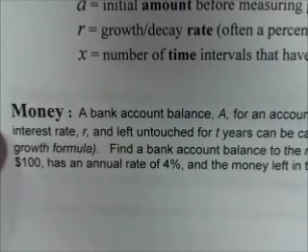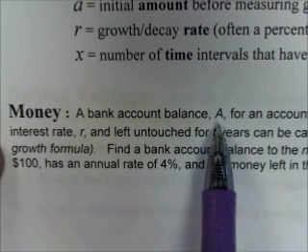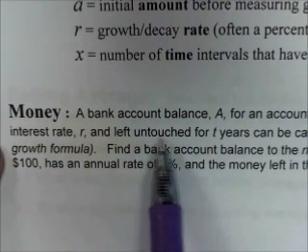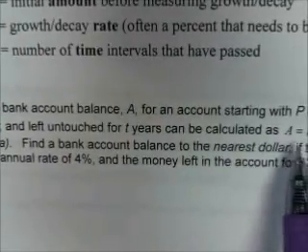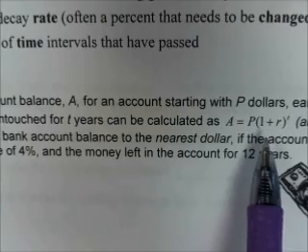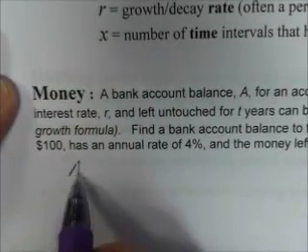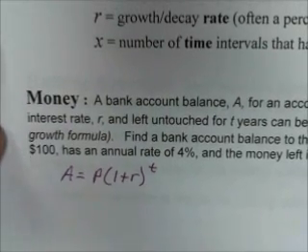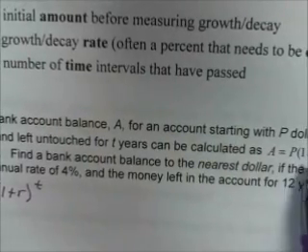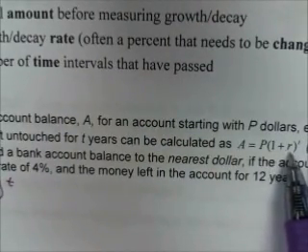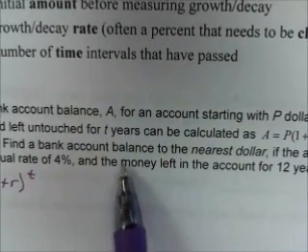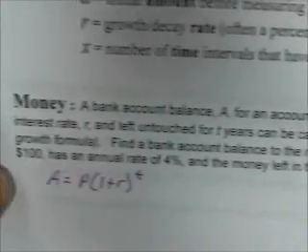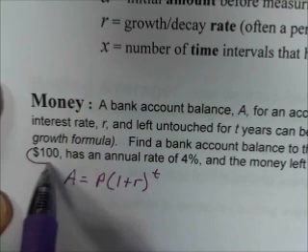In the first example, we have a bank account balance, capital A, for an account starting with P dollars, earning an annual interest rate r, and left untouched for t years can be calculated as A equals P times 1 plus r to the t. Let me just copy that formula. A equals P times 1 plus r to the t. This is an exponential growth formula because in parentheses we have 1 plus r. Find a bank account balance to the nearest dollar. Let's just underline that. If the account starts with $100, so this $100 is the starting amount, which is also known as our principal.